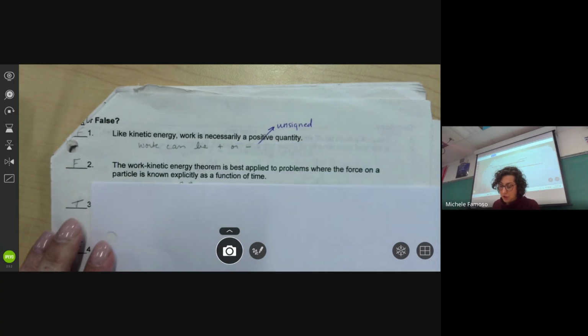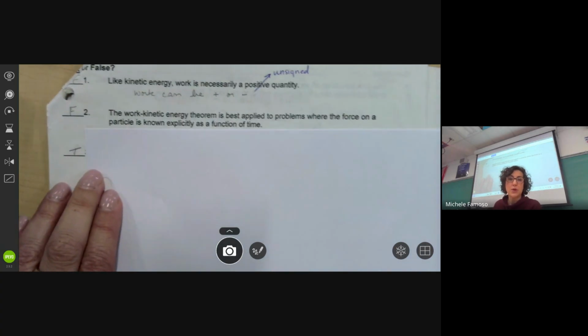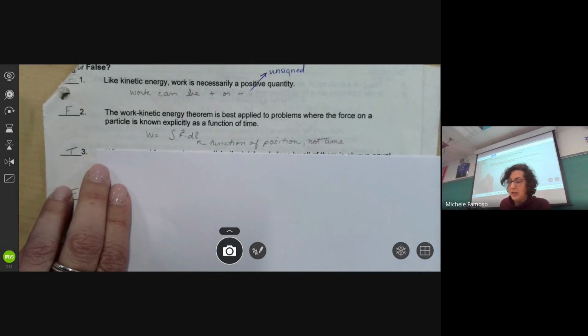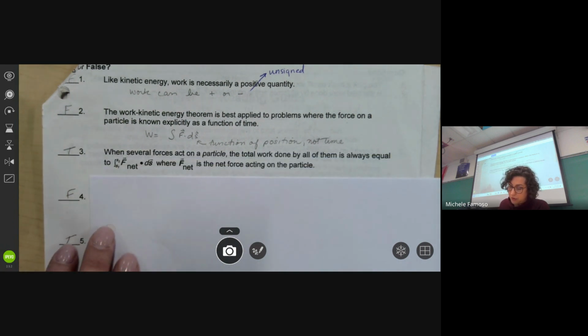All right, number 2, why is this false? It says the work energy theorem is best applied to problems where the force on a particle is known explicitly as a function of time. Why is that false? Nick? Yeah, function of position, not time. If you do force as a function of time, this integral gives you an impulse, just so you know. That would be impulse, not work. Okay, number 3 was true, so I'm skipping that.